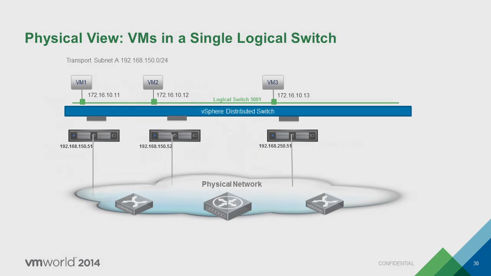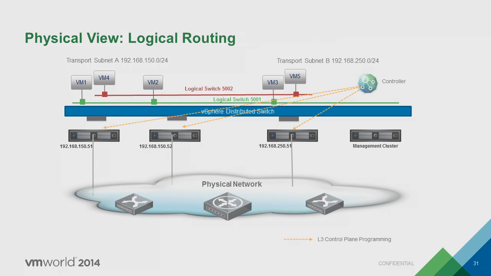Let's take a look at some of the mapping of that logical router here. Here we have the two logical switches, the green one and the red one, and we have the controller that programs the data path on each of the hypervisor hosts. So a packet that needs to go from a virtual machine on the green switch to a virtual machine on the red switch will be routed at the source hypervisor and then reach the destination hypervisor.